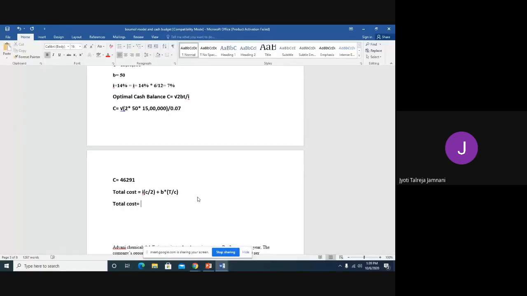The value of I is 7%, into C by 2. So C you have found is 46,291, divided by 2. To this you add the value of B, which is 50, into T by C. T is the total cash requirement, 15 lakh, divided by C, you have found 46,291.